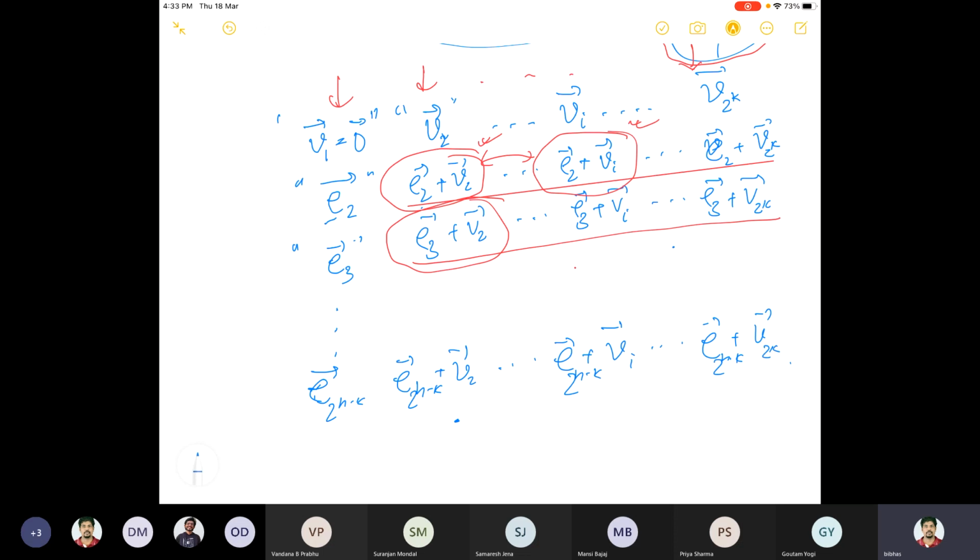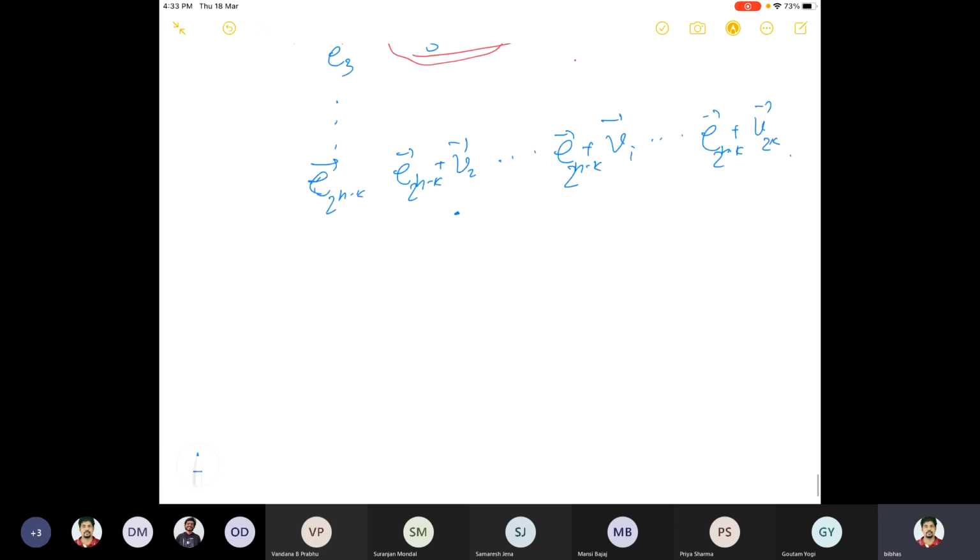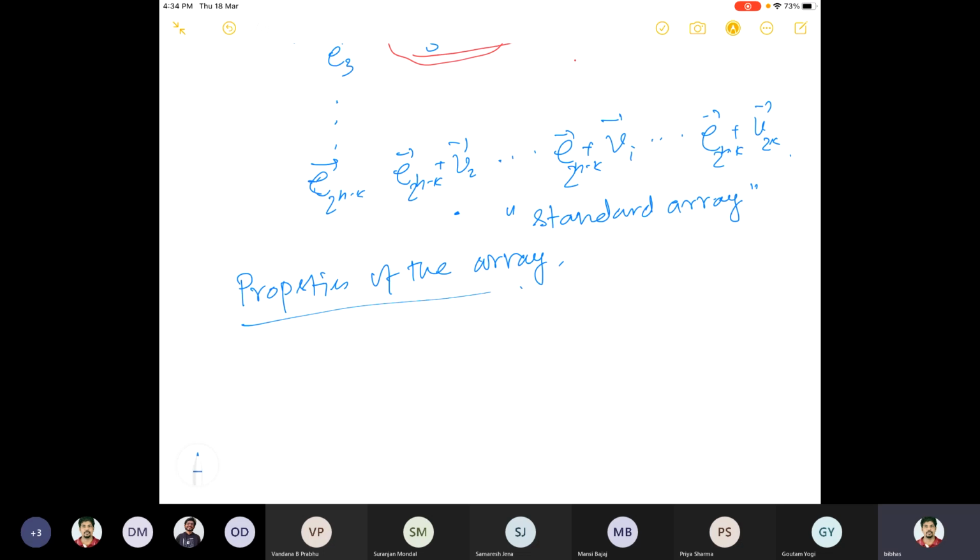Now, what are the properties of this array? Okay. So what are the properties of this array? So, first, properties of the array. Okay, this is actually called, it has a name, I think, standard array. Standard array. So what are the properties?